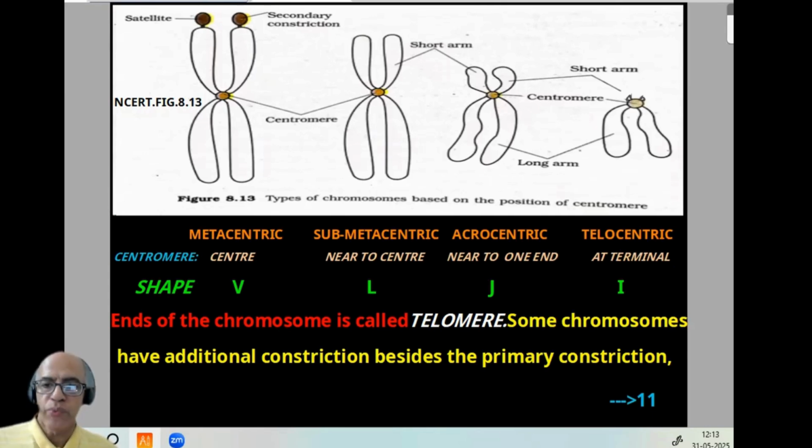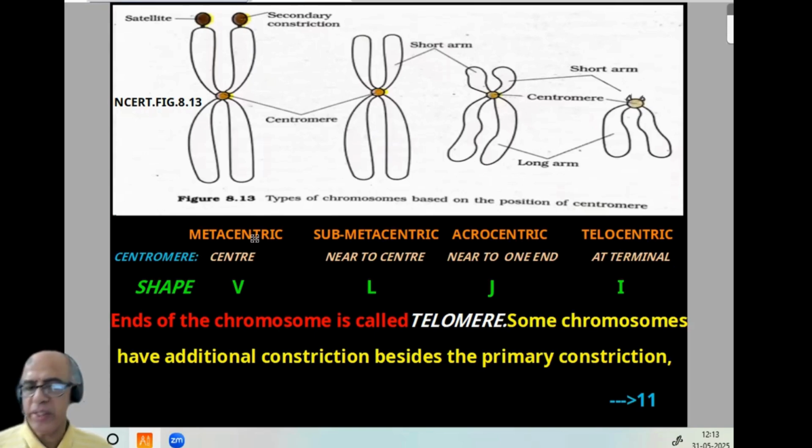And what is the importance of it? Spindle fibers attach to it during anaphase in cell division. Based on the position of the centromere, different types of chromosome shapes can be seen. NCERT diagram, very famous question, everything I marked there. So we can proceed to the next page.